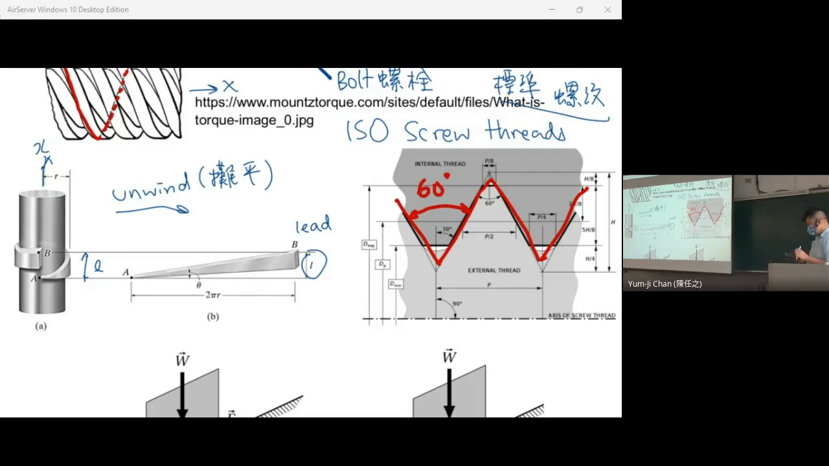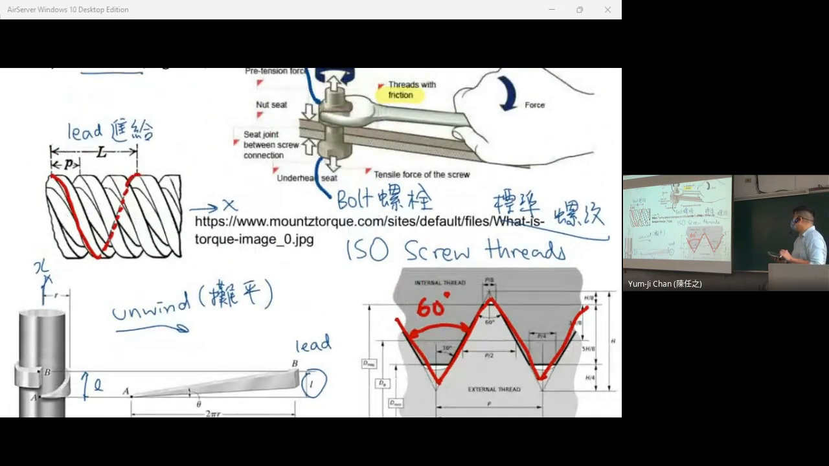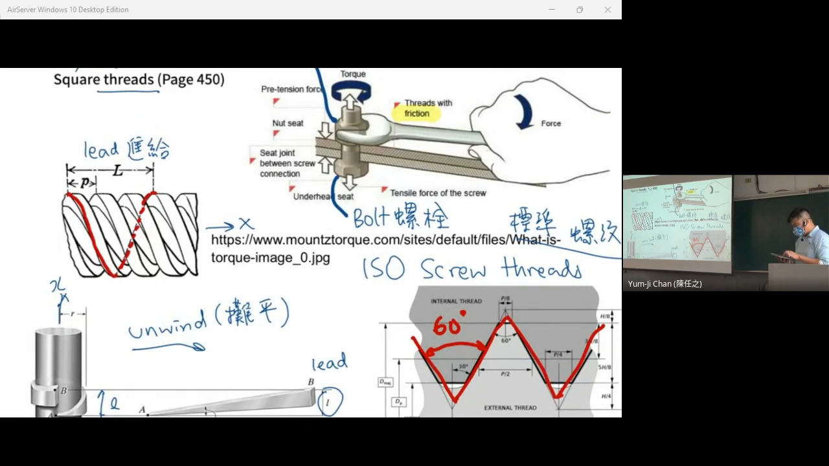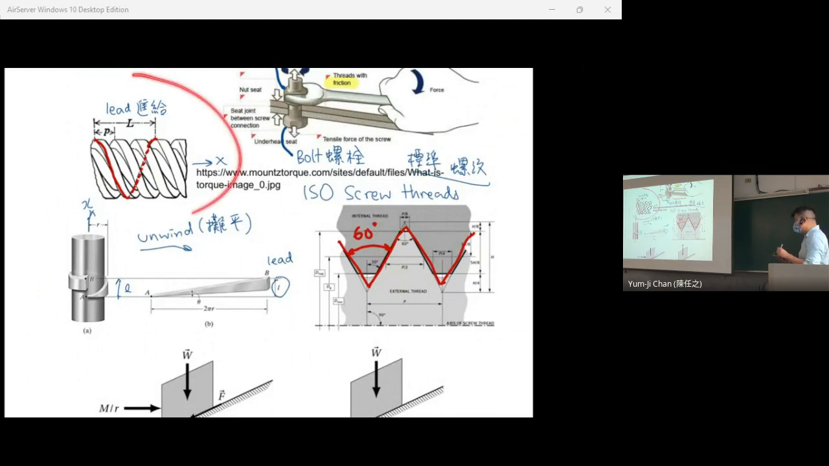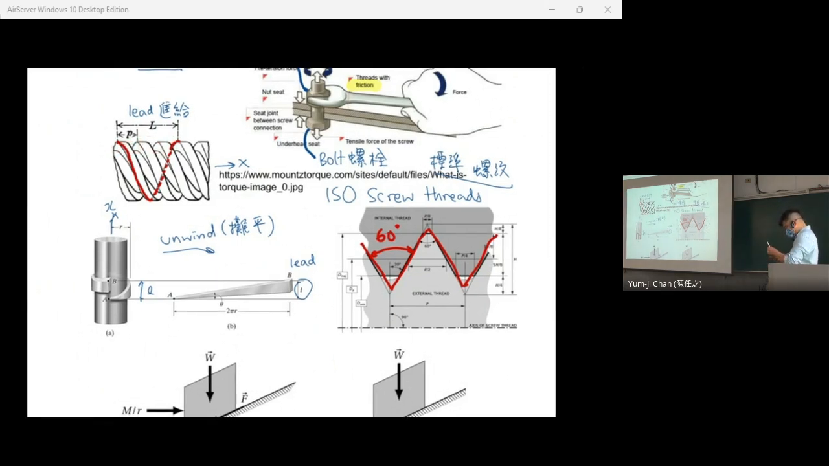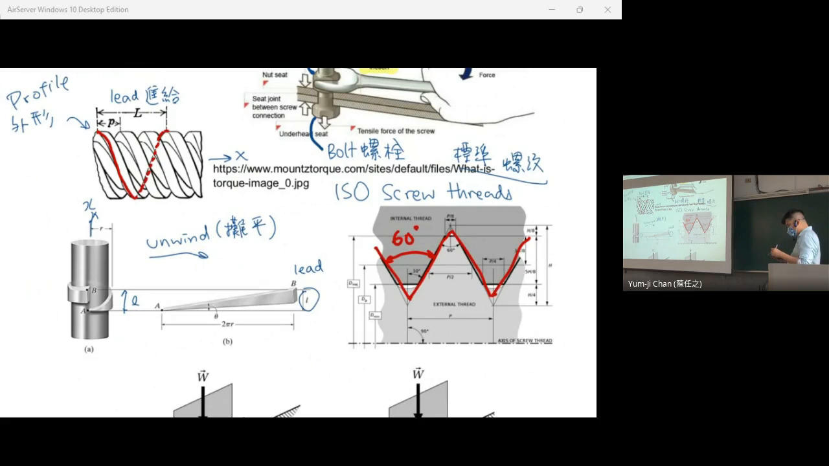So we continue our discussion on screws. And remember, we are talking about square threads, and we assume the profile of screw threads looks like this, which we call the square threads.